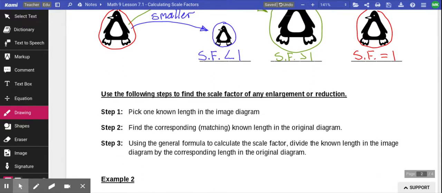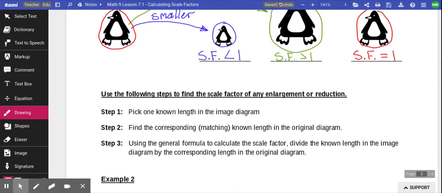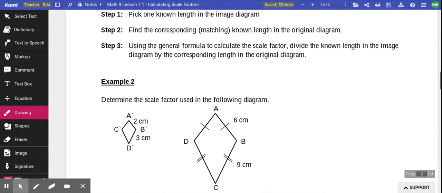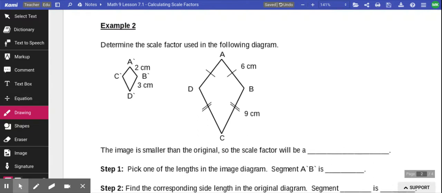Awesome. Down here, just step by step of what we just did. Right? We looked at the original, we checked the new one, and then we figured out if it was going to be greater than or less than. Beautiful. Let's do example 2.